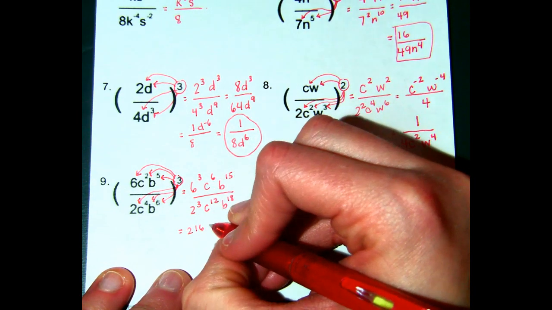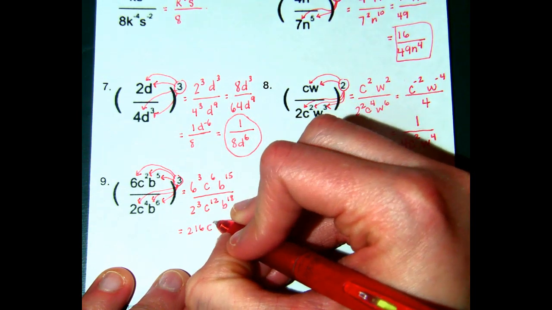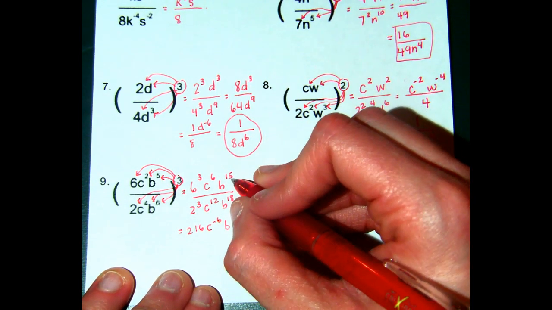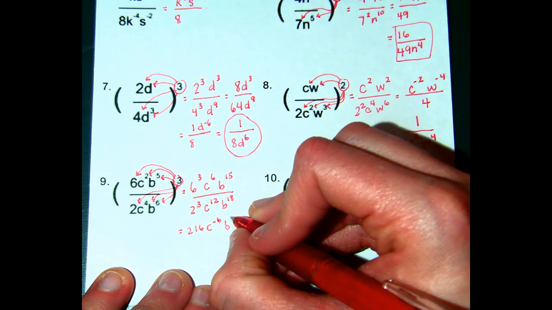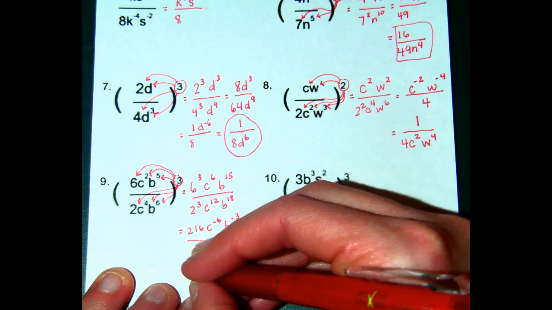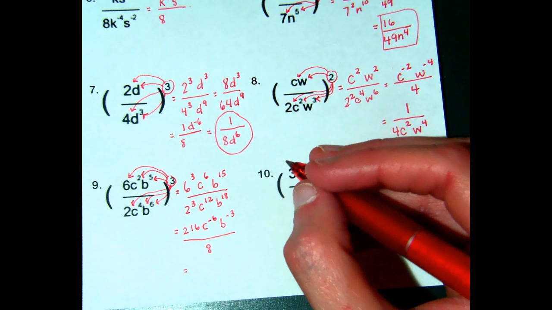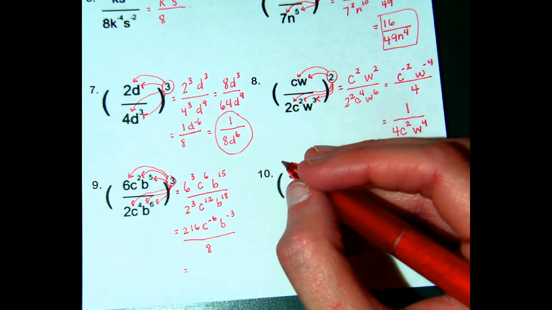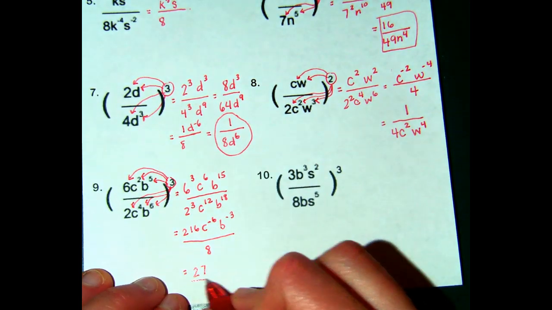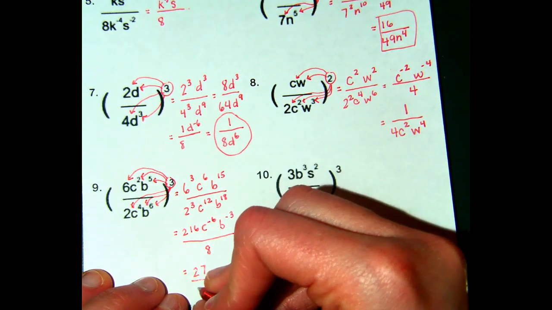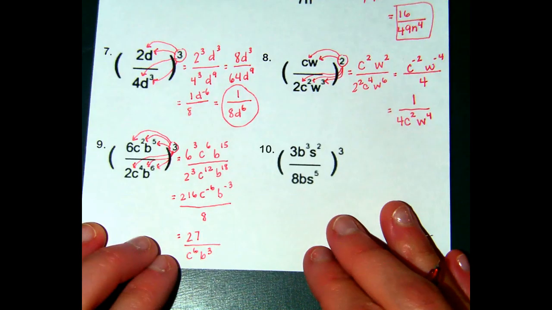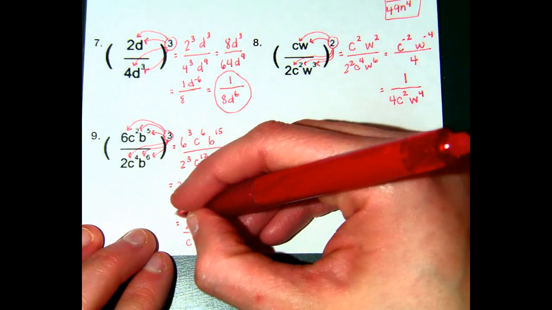I'm going to go ahead and take care of my C's as well. 6 minus 12 is negative 6. B's next. We're going to move those around in a minute. 15 minus 18 is negative 3. All over 2 to the 3rd is 8. By the way, 216 divided by 8 does simplify. It is 27. So I have 27. But then on the bottom, I have C to the 6th because we need to get rid of the negative, and B to the 3rd. So C to the 6th, B to the 3rd.